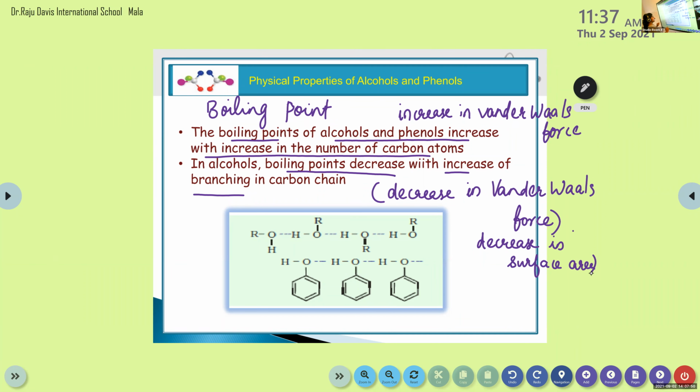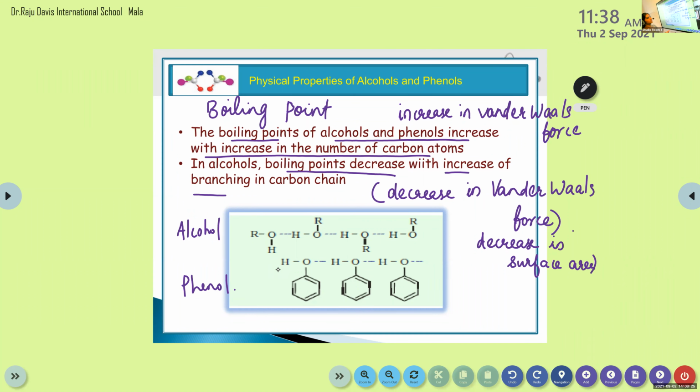And here you can see, is this image clear for you, children? Yes or no? Yes, ma'am. So first one, that's about alcohol. And the second one, that's about phenol. This one is an alcohol group. First one, ROH, is considered as the first alcohol. And the second one is this one, ROH. Here you can see dotted lines in between oxygen and hydrogen, right?